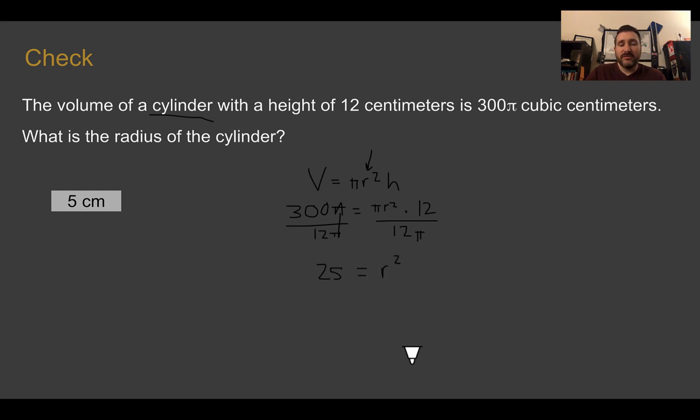And then in previous lessons, we've learned to solve for r to the second power, or a variable to the second power, we take the square root. So what number times itself is 25? That would be 5. So radius was equal to 5.